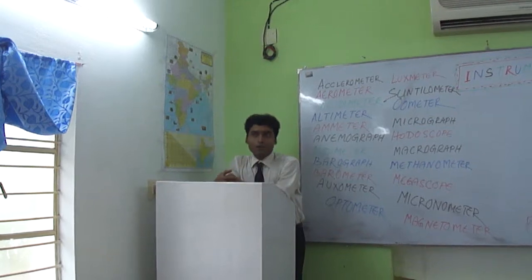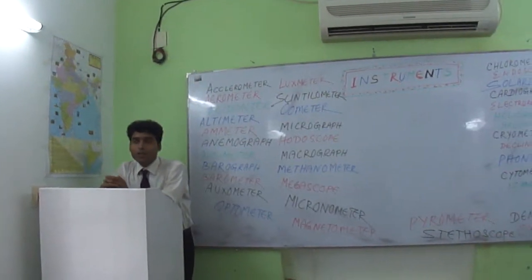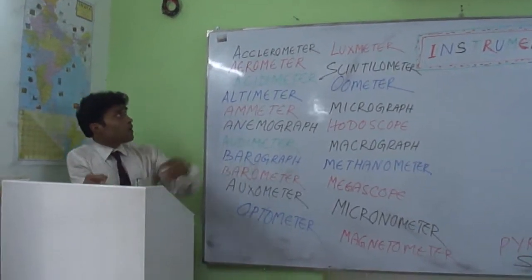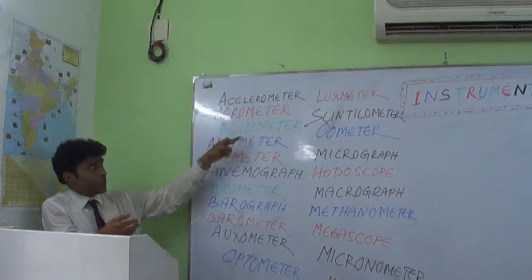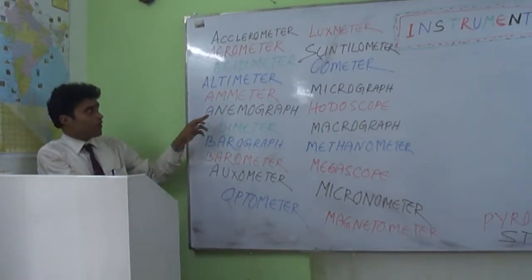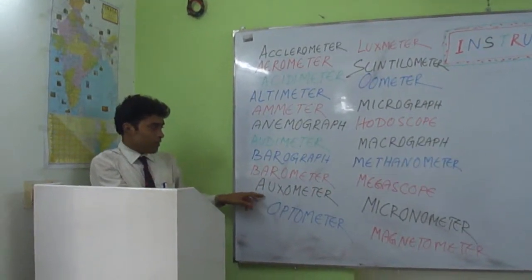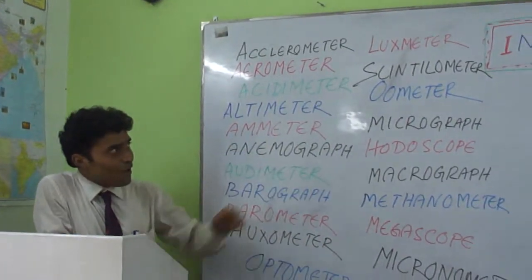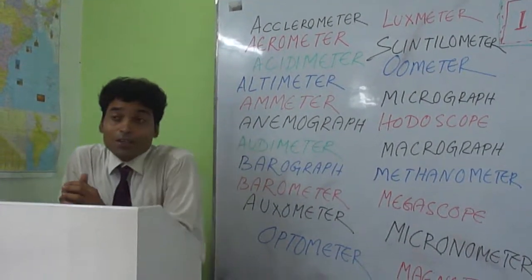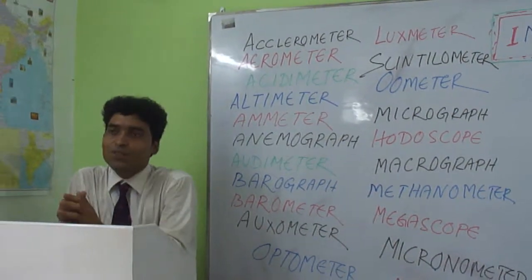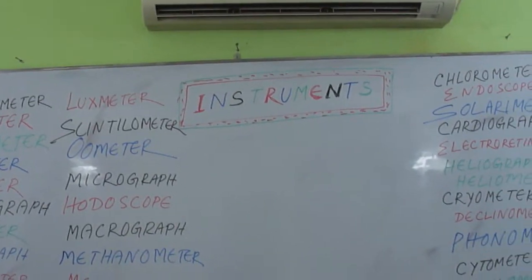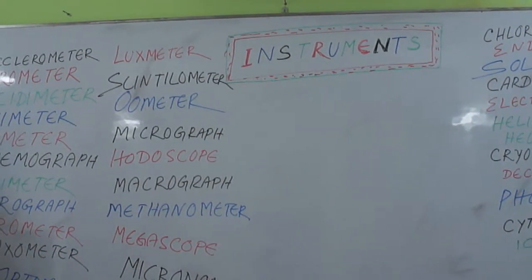So, as also in science, we have many, many instruments, like your barometer, barograph, cardiograph, like your accelerometer, aerometer, acidimeter, altimeter, anemometer, anemograph, audimeter, barograph, barometer, oximeter, octometer, luxmeter, scintillometer. So many things are there. But we have to understand the basics of these words in English literature so that we will definitely get correct answers in question papers, whatever those IAS examinations come.